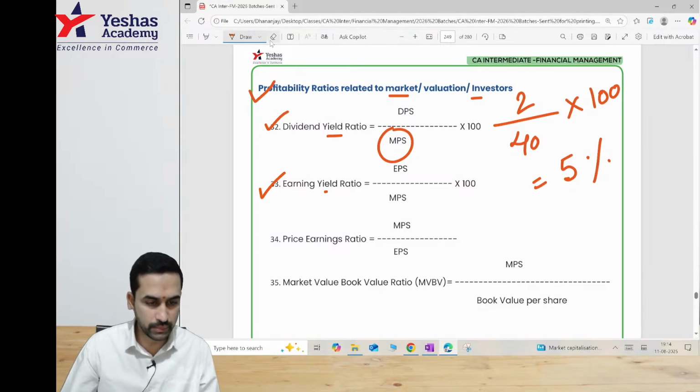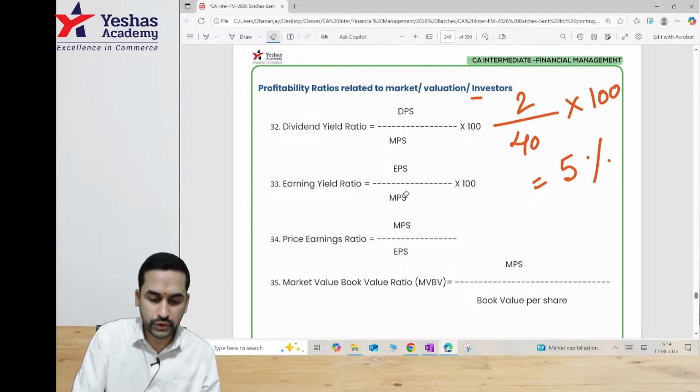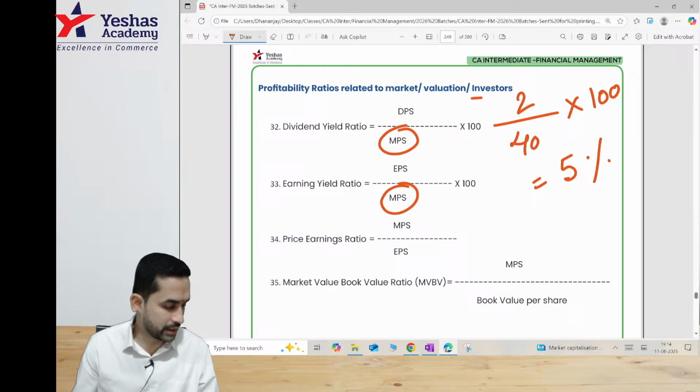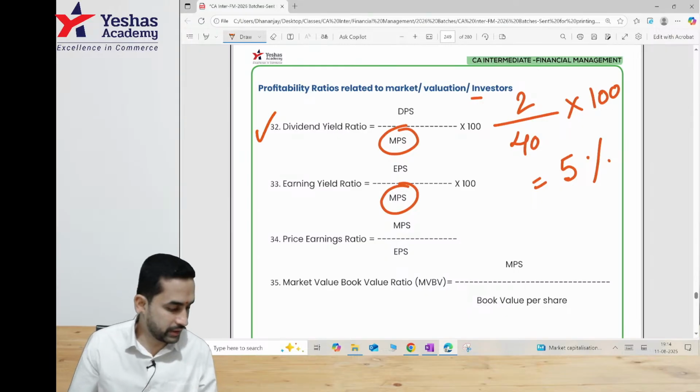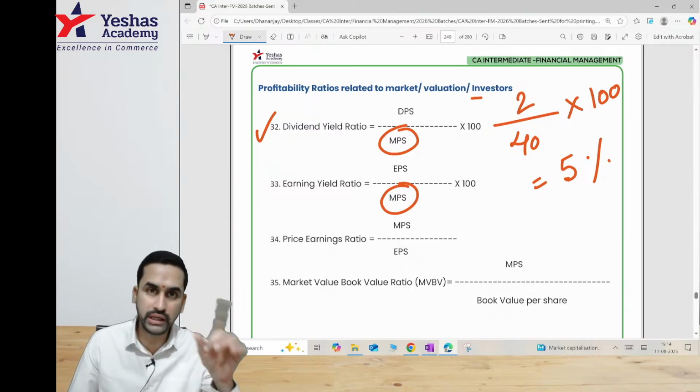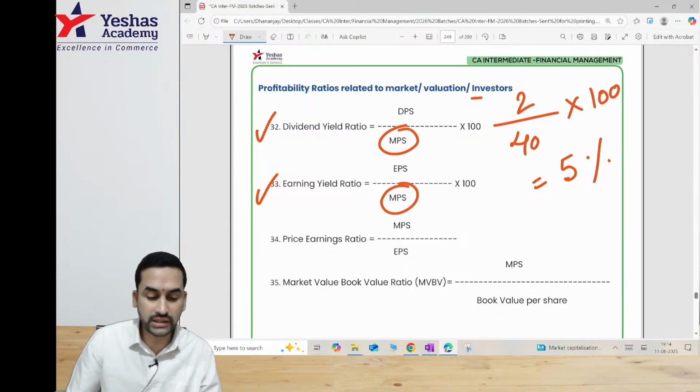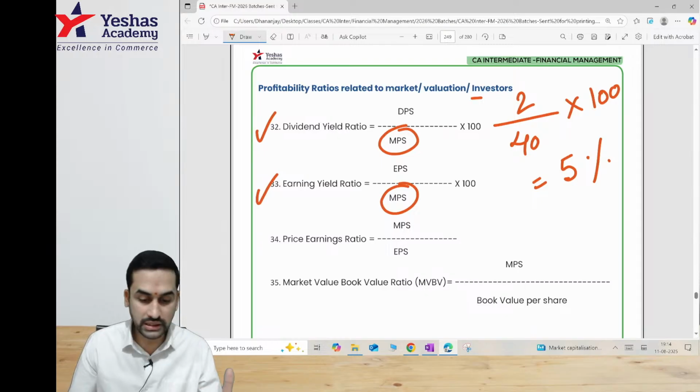Can you just see ratio number 32 and 33? One thing common in both is you're calculating yield. If you see, the denominator here is market price, and here also market price. It becomes easy. In the previous formula, it was dividend yield ratio, DPS by MPS. Now it is earning yield ratio. That means it is EPS by MPS.